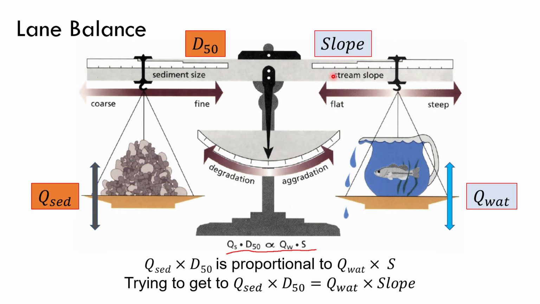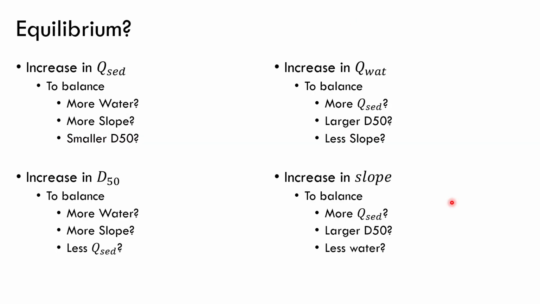if we change the slope, we're going to get degradation. Or if we increase the sediment supply, we're going to get aggradation. So the arrow here is going to swing one way or the other depending on what we change on either side. I'm not going to go through all of these. You can pause this video and go through these individually, but we'll go through a couple of examples here.